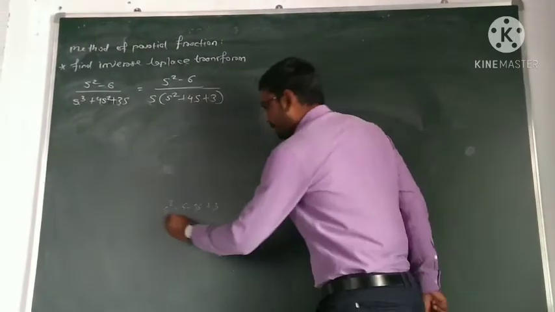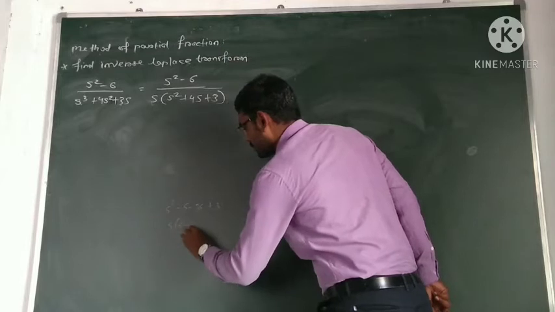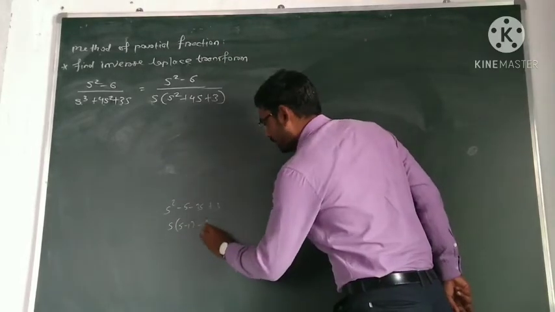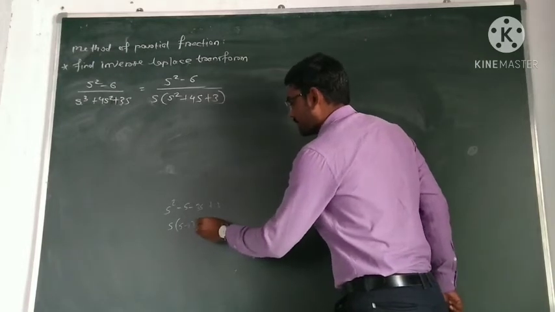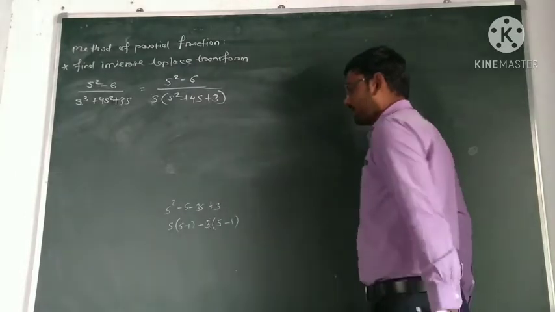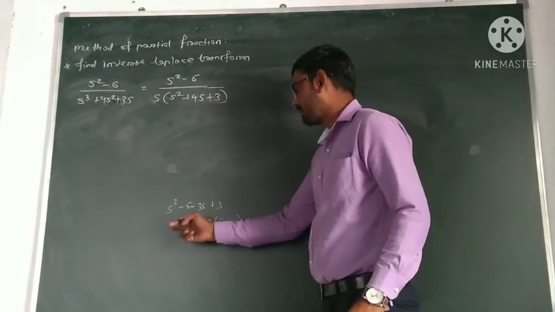Okay, so here we can take s common, so s square minus s, so s into s minus 1, minus, here also we can take 3 common, minus also taken outside, so this becomes s and this becomes minus 1. Okay, so this is equal to, s minus 1 is common, and one factor is s minus.